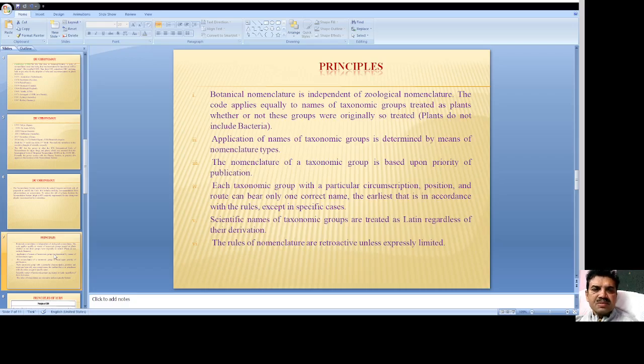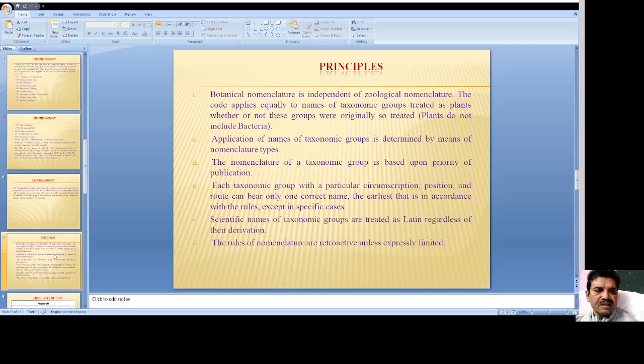The second principle was that the application of names of taxonomic groups is determined by means of the nomenclatural type. Whenever any name is to be taken into account, there must be a nomenclatural type. A nomenclatural type is simply an element, such as a specimen, which is used for naming that particular plant, and there are different kinds of types like holotype, isotype, paratype, and syntype that we will explore in the type concept. The third principle is that the nomenclature of a taxonomic group is based upon priority of publication.